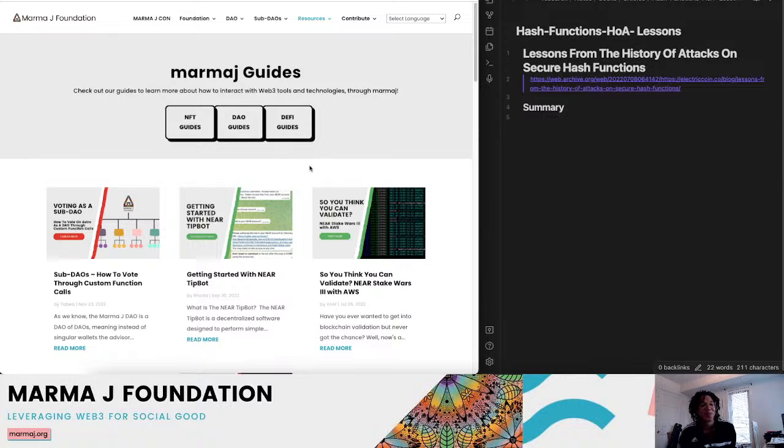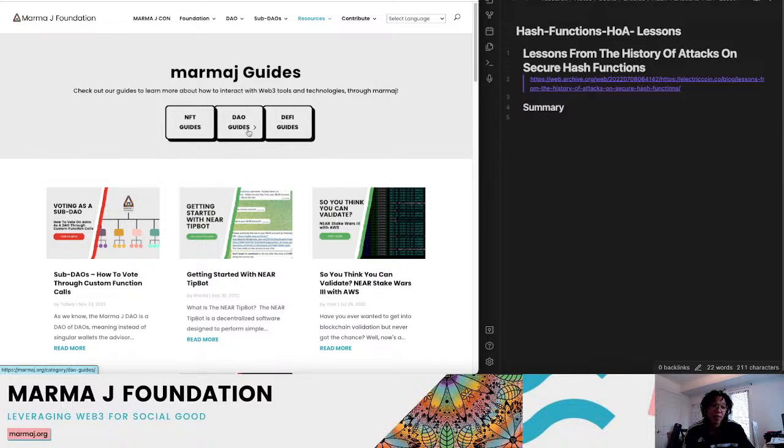Anyways, so there you can see we have NFT guides for interacting with non-fungible tokens. Typically a standard on the blockchain for having data attributed to a visual, like metadata, written data connected to visual data for non-fungible tokens, making them unique.